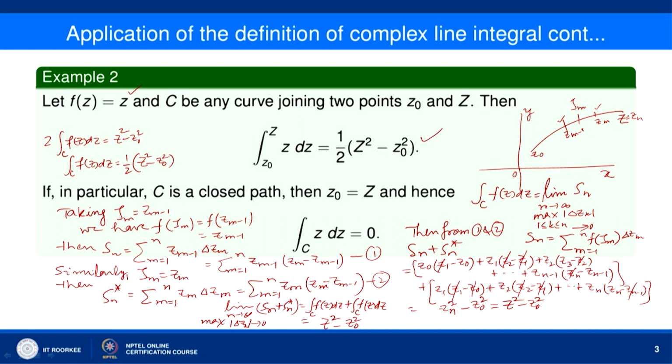When this curve is a closed curve, that is, Z naught and capital Z coincide, then Z square will be equal to Z naught square. So we will have the integral equal to 0. So the integral of f(z) equal to z, when C is a simple closed curve, is 0.